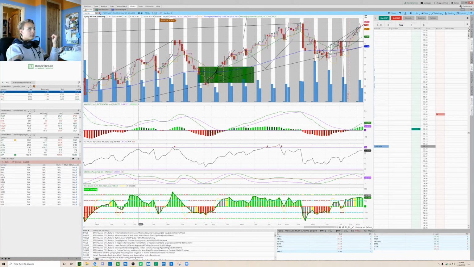Now, it's your job determining where to get out. So I would sell somewhere in here, or here, because you're still up, but it was just a pullback. And so this indicator is really, really nice, especially for swing trading. All right, and then we have the MESA sine wave.